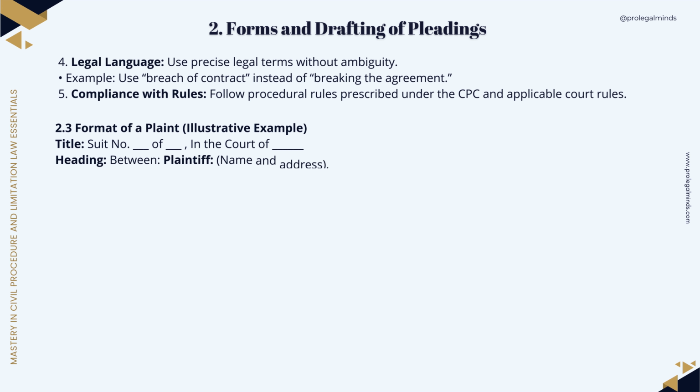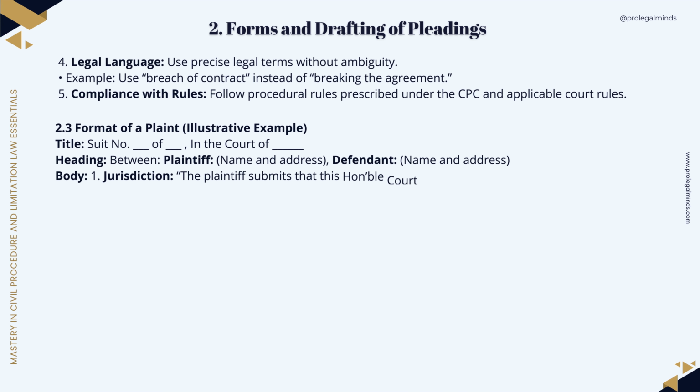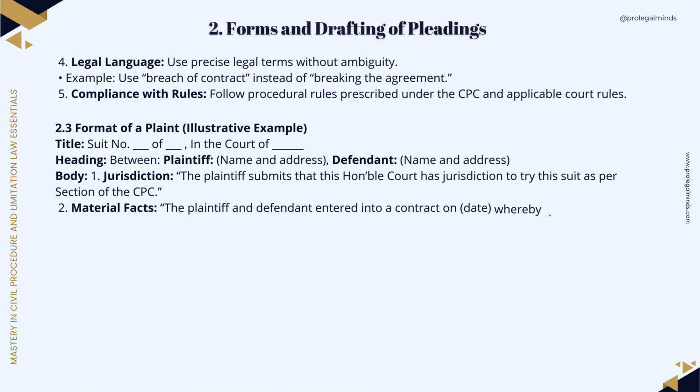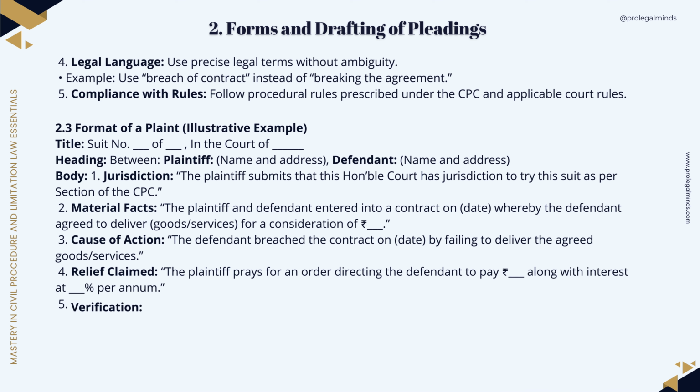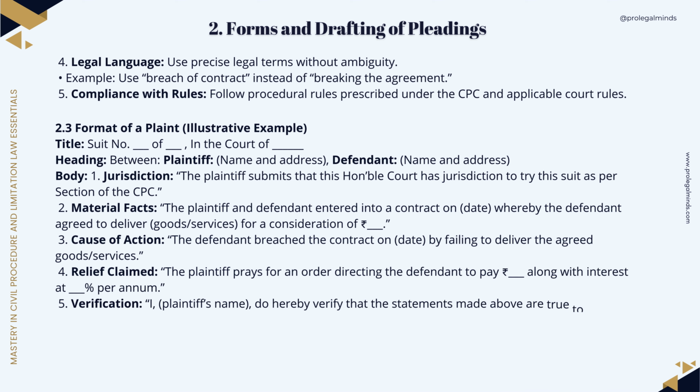Format of a plaint. Illustrative example. Here's a basic structure for a plaint. Title. Suit of in the court of heading. Between plaintiff, name and address, defendant, name and address. Body. 1. Jurisdiction. The plaintiff submits that this humble court has jurisdiction as per section of the CPC.